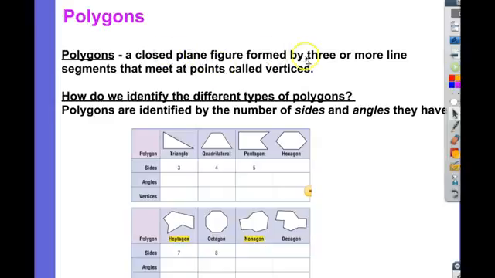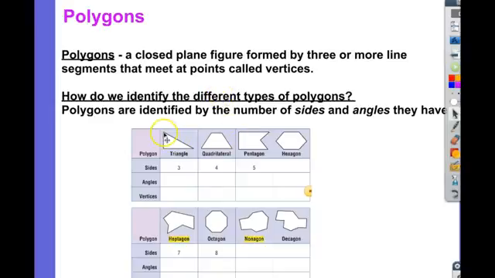A closed plane figure means that all the sides are closed in, so there's not going to be an open end. There's going to be three or more lines, which means a triangle is going to be the fewest number of lines that a polygon would have. If there's just two lines, then there would be an open end. And they all meet at points called vertices.